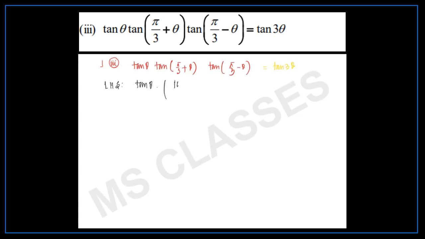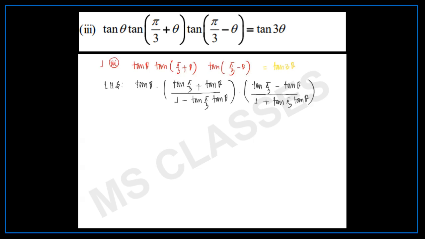So tan pi by 3 plus tan theta, divided by 1 minus tan pi by 3 tan theta, into tan pi by 3 minus tan theta, divided by 1 plus tan pi by 3 tan theta. We have this as a formula, the tan(A plus B) formula and the tan(A minus B) formula. Now we simplify.